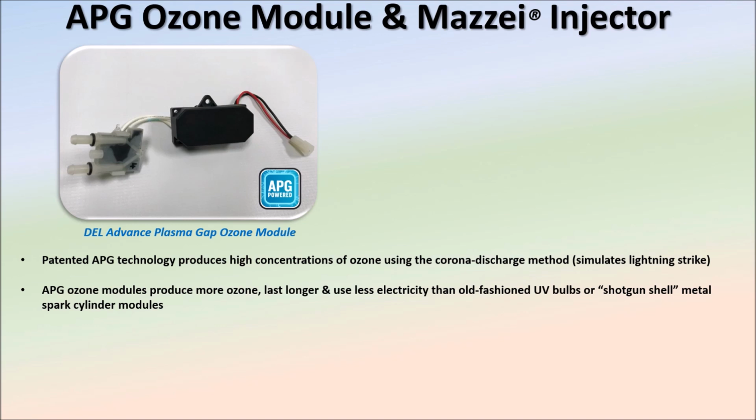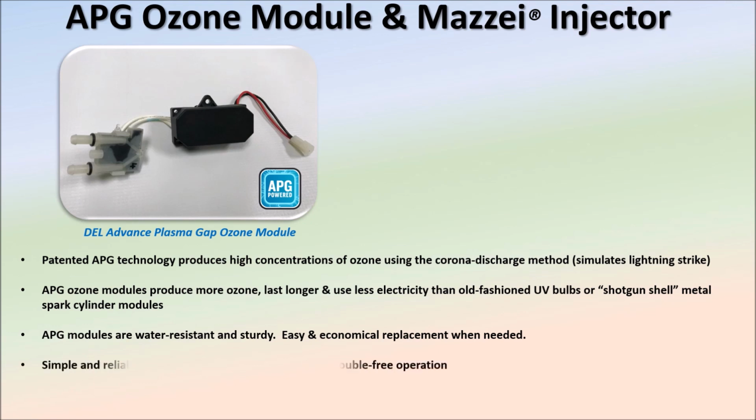Dell's APG modules make more ozone, are more durable, and consume less electricity than old-fashioned UV bulbs or shotgun shell style metal spark cylinders. APG modules are resistant to water intrusion and are very sturdy. Their simple chip design makes for reliable operation up to 15,000 hours, or about 5 years based on an 8-hour-a-day pump cycle.